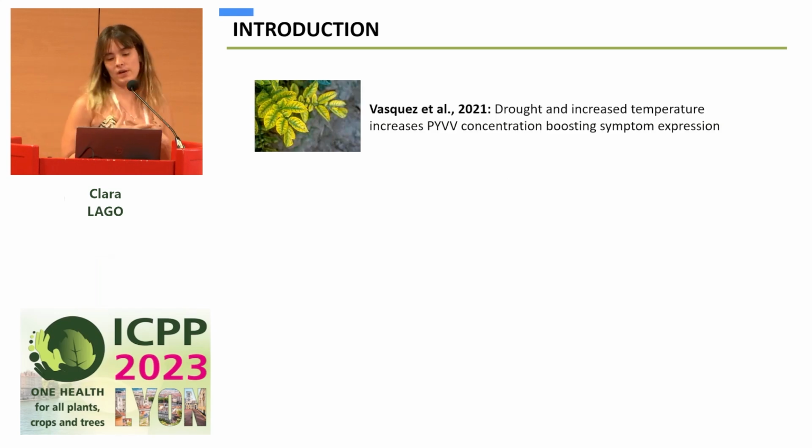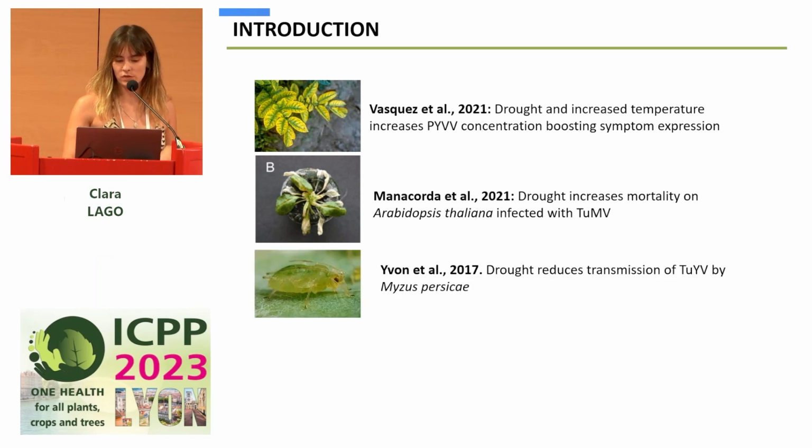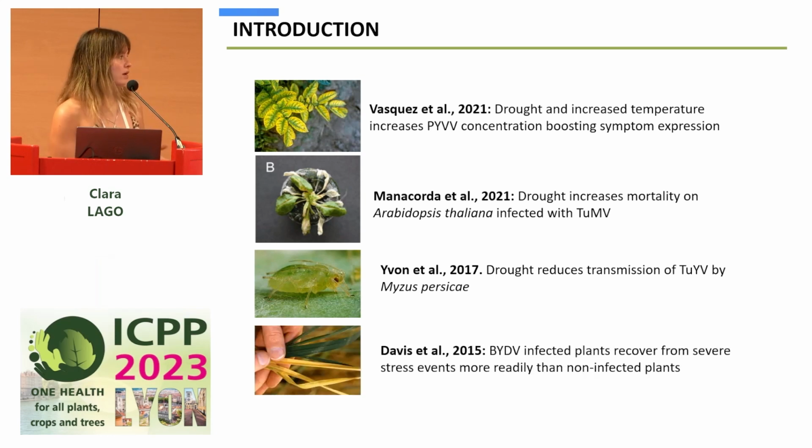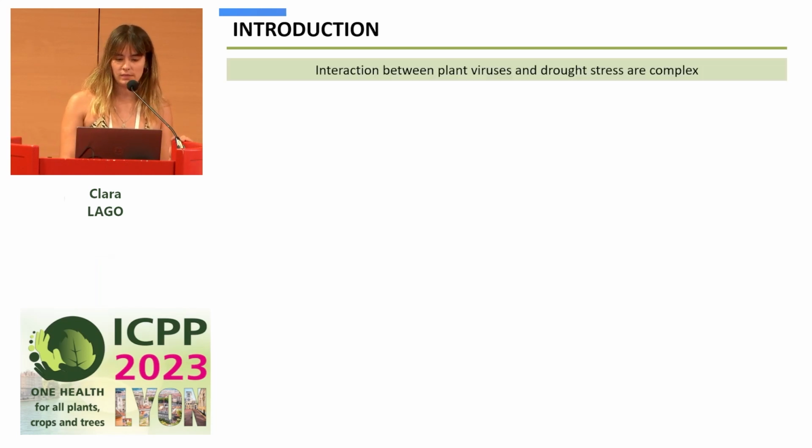In a work conducted by Basket et al., they saw that drought and increased temperature increase potato yellow vein virus concentration, boosting symptom expression. In another work conducted by Maraconda, they saw that drought increased the mortality of Arabidopsis thaliana infected with turnip mosaic virus. On the contrary, other studies show that drought may reduce the transmission of turnip yellow virus by Myzus persicae. And in another work, they saw that barley yellow dwarf virus infected plants recover from severe stress more readily than non-infected plants. All this literature review shows that the interactions between plant viruses and drought stress are complex.